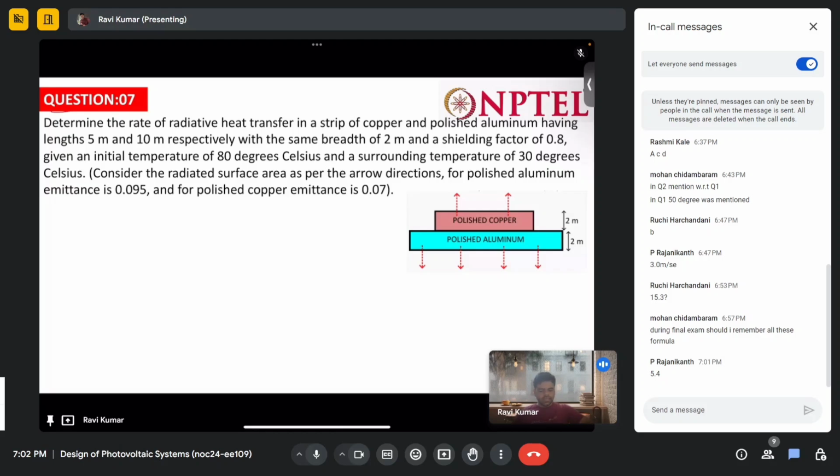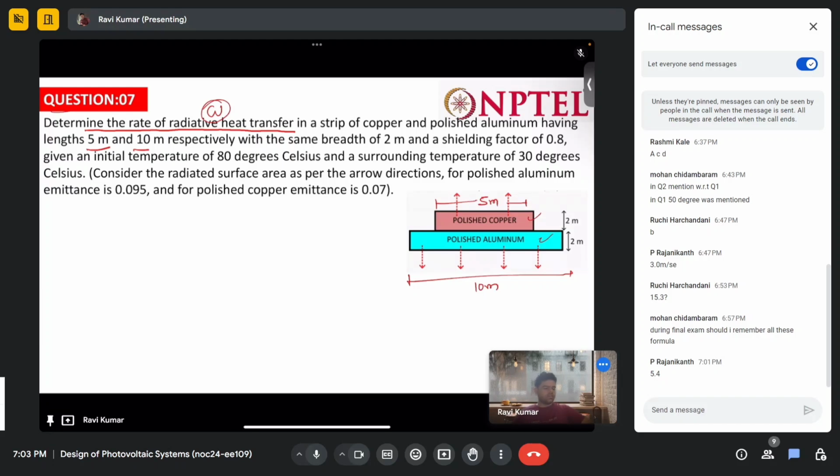It is saying determine the rate of radiative heat transfer in a strip of copper. Rate of heat transfer means what? A strip of copper. So this one is copper, this one is aluminium. The length is given 5 meter, 10 meter respectively, with the breadth given as 2 meter.